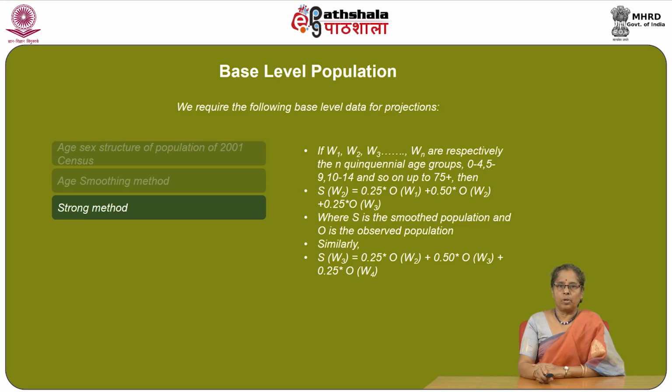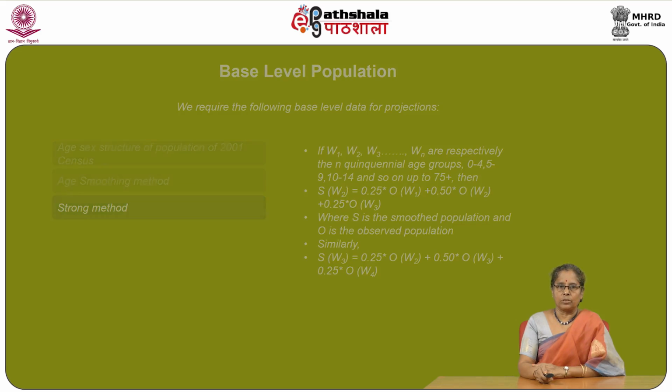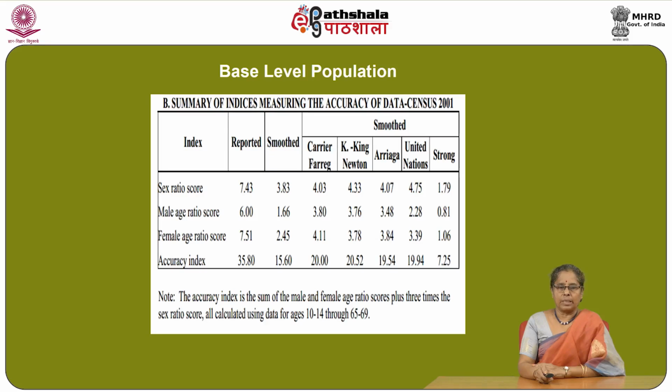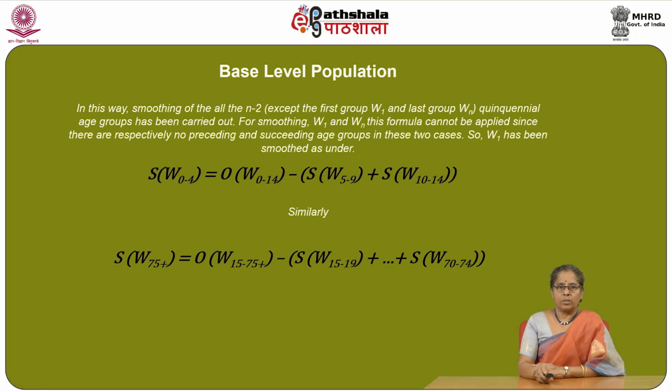If W1, W2 up to Wn are respectively the n quinquennial age groups of 0 to 4, 5 to 9, 10 to 14 and so on, then SW2 equals 0.25 into OW1 plus 0.50 into OW2 plus 0.25 OW3, where S is the smoothed population and O is the observed population. In this way, smoothing of all the n-2 groups, except the first group W1 and the last group, was done. For smoothing, W1 has been smoothed as follows.